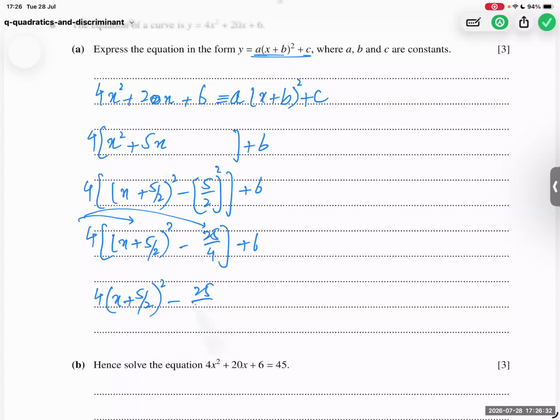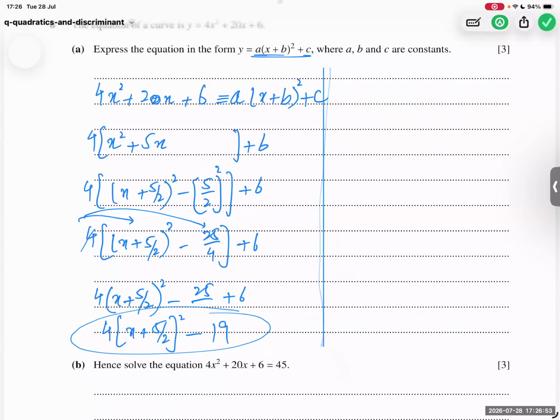You can cancel this 4, so this 4 with this, so that would be only 25, right? And then plus 6. So 4 into x plus 5 by 2 whole square minus 19, right? That's it. So if we are asked to sketch the graph, this is how it works.